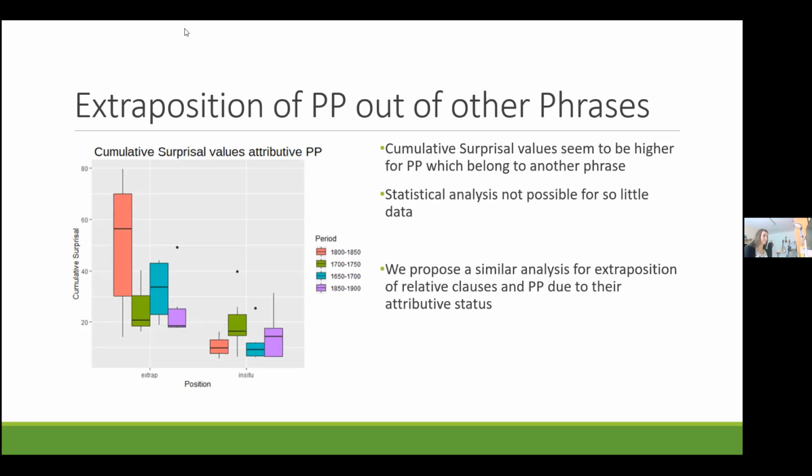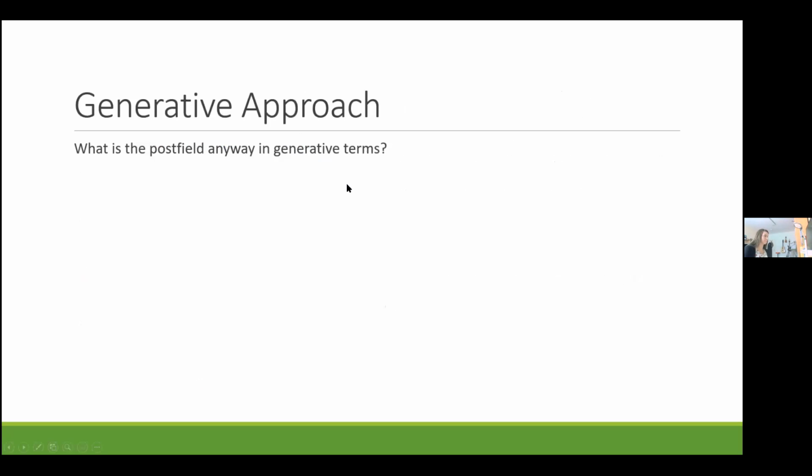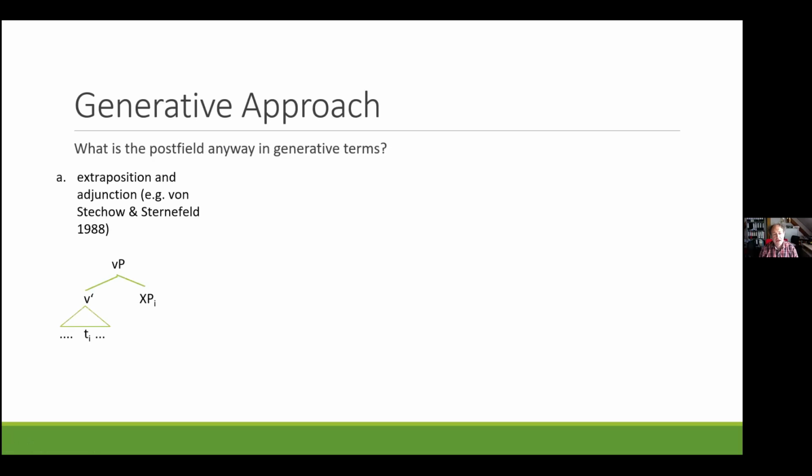Okay, thanks, Sophia. Next slide, please. Are there some things which can be learned about the structure of the postfield or of extraposition in German? And the first question we have to ask there is, of course, what is the postfield anyway in generative terms? Next, please. So the classical approach is that we have an instance of extraposition and subsequent adjunction.